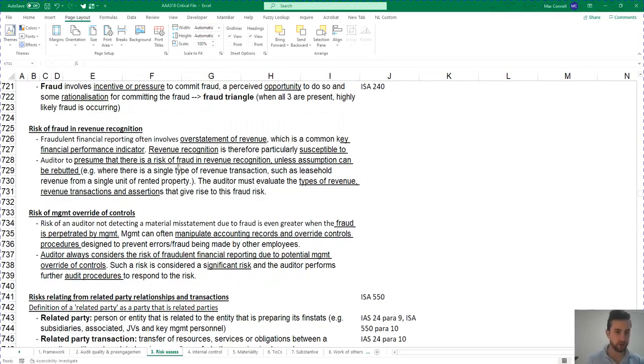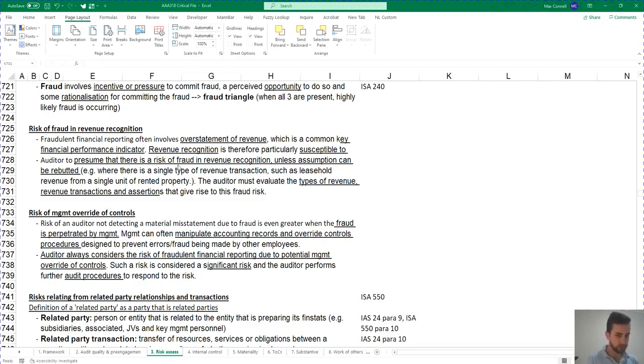Fraudulent financial reporting often involves overstatement of revenue, which is a key financial performance indicator. Revenue recognition is therefore particularly susceptible to fraud. In fact, auditors have to presume that there is a risk of fraud in revenue recognition unless the assumption can be rebutted, e.g. where there is a single type of revenue transaction, such as leasehold revenue from a single unit of rented property. The auditor must evaluate the types of revenue transactions, and assertions that give rise to this fraud risk.